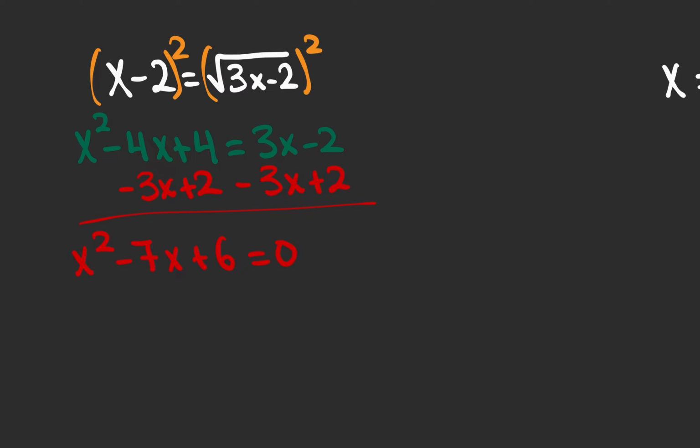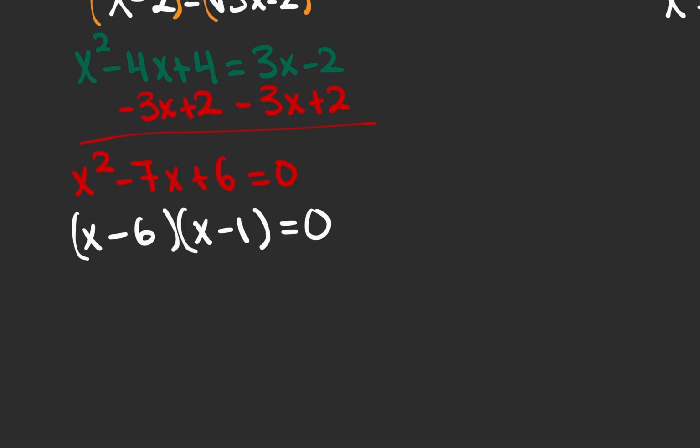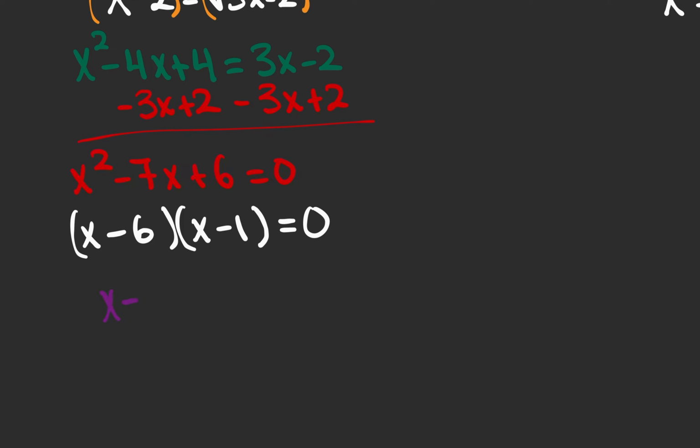So looking at this, I can see that the following factors will be x minus 6 and x minus 1. Why is that the case scenario? Well, because negative 6 times negative 1 will give you positive 6. Negative 6 plus negative 1 will give you negative 7. So it checks out. Then I will rewrite this to be my final solution. So I have x equals positive 6, and I have x is equal to positive 1.